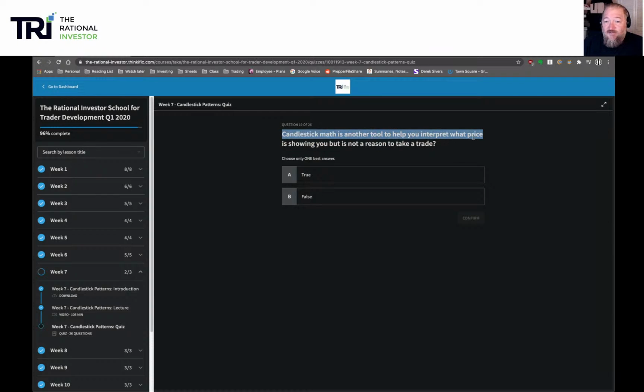Candlestick math is another tool to help you interpret what price is showing you, but it's not a reason to take a trade. That's true. If you were to move to a higher time frame to see what single candlestick pattern the hammer produced and you wanted to trade off of that, you would then need to make sure you still had your location reason and that you still have your momentum reasons on that higher time frame, and you'd be trading off of that higher time frame candlestick pattern.